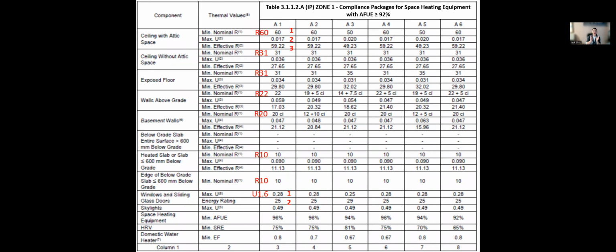If you wanted to do energy modeling and show that your house consumes the same amount or less energy than the A1 reference, you can pick any of the packages as a comparison. Most people will just pick A1 as a reference house for comparisons. There are a few rules in order for you to comply using the performance path, and there are a few things that you have to follow.